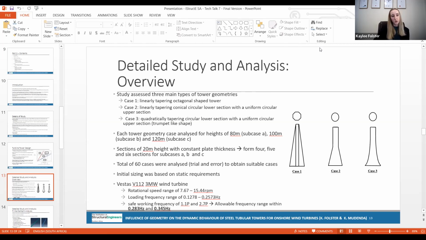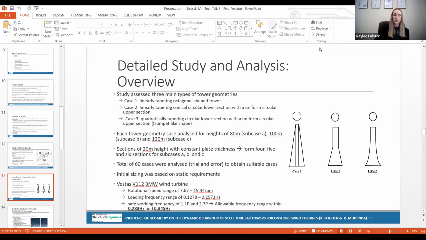Altogether, we actually analyzed 60 different tower cases, because we weren't sure which geometries would be favorable or if we would even achieve acceptable results. So it was purely done on a trial and error basis. And then to start the study, we undertook an initial sizing process just to give us a starting point with the types of geometries and, well, the types of thicknesses that we could consider.